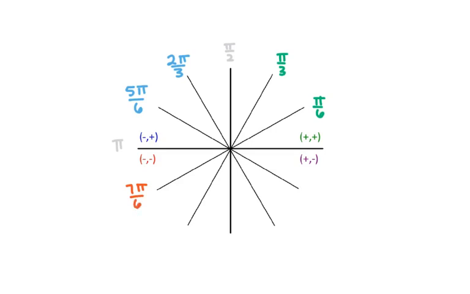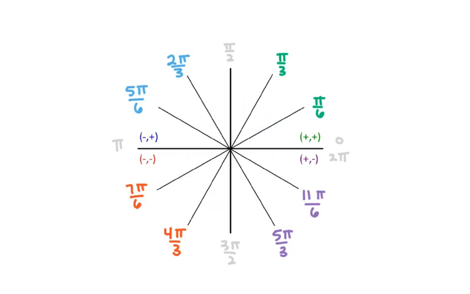8 pi over 6, 8/6 reduced to 4 pi over 3. 9/6 reduces to 3 pi over 2. And then we got 10 pi over 6, 5 pi over 3, 11 pi over 6, and then 12 pi over 6, 2 pi. All right, so we're just figuring out how we can develop these values.